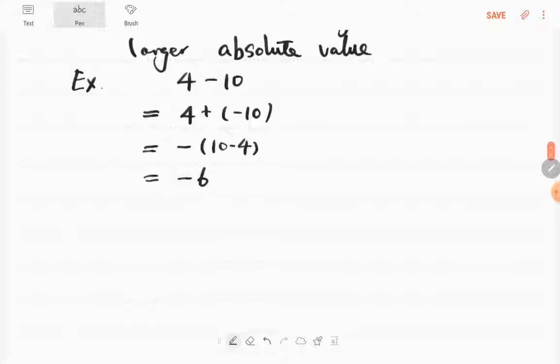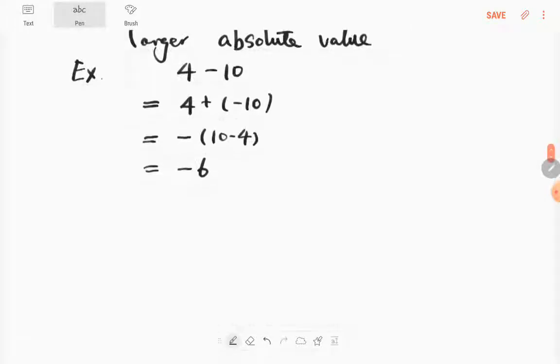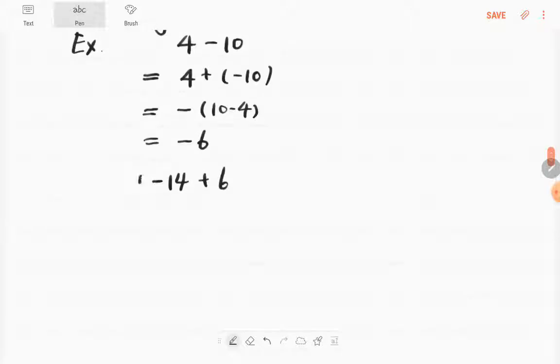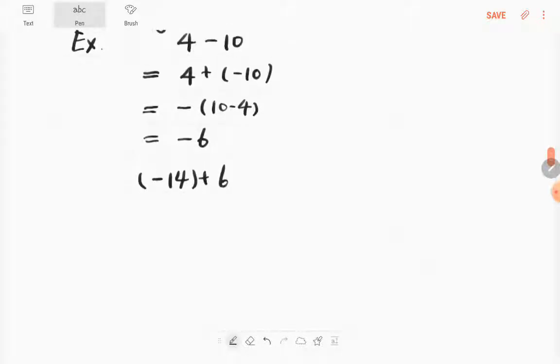Let's check another example. This time we have negative 14 plus 6. If you want, you can put parentheses here. Okay. When we check these two numbers, negative 14 and 6, we realize they have different signs. So we check which one has the greater absolute value. We realize the negative number has the greater absolute value. So our answer should have a negative sign, right?